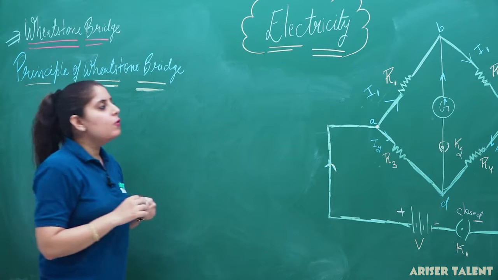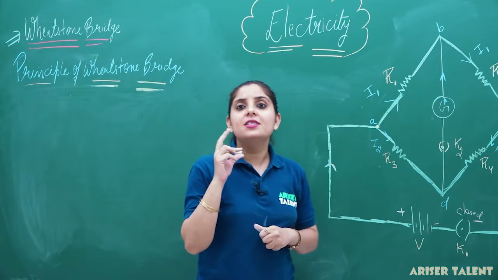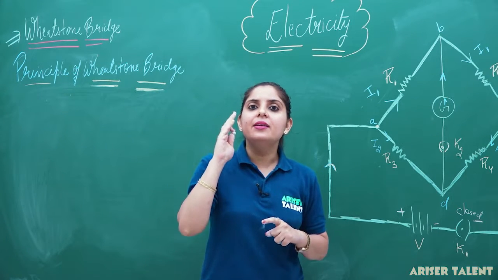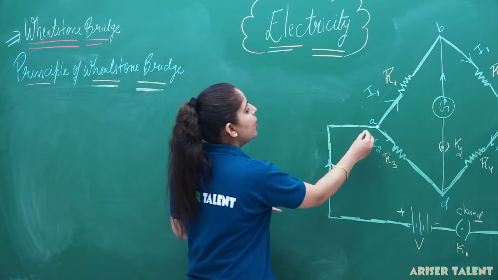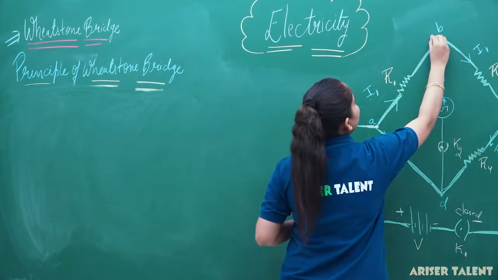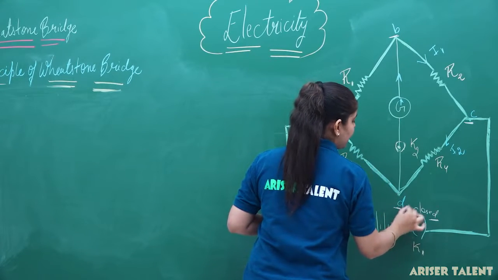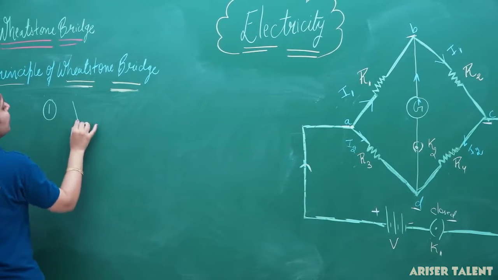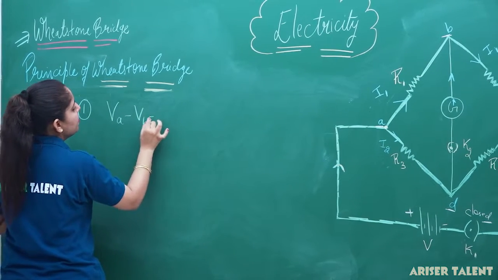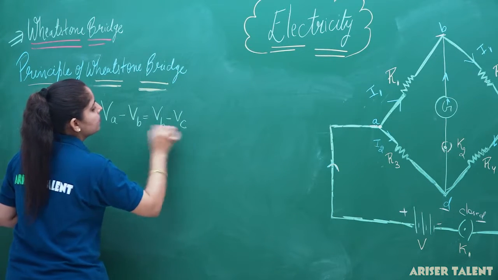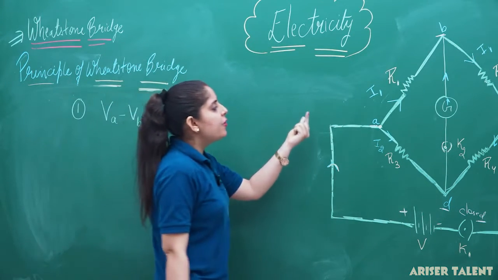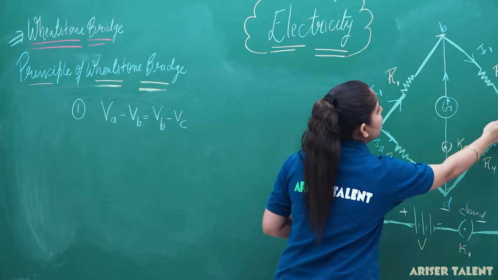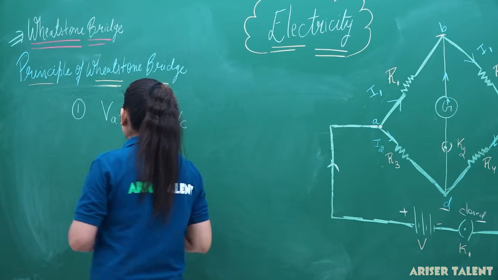What we have seen until now, we have seen that the bridge is said to be balanced when there is a zero deflection in the galvanometer, and this is known as the balanced bridge condition and the null deflection condition. Now, this is our point A, this is our point B, this point is C and this point is D. If I am writing here the first condition we have, the first condition is VA minus VB will be equal to VB minus VC. It means the potential difference across the ends A and B will be equal to the potential difference between B and C. So this is the first condition we have.